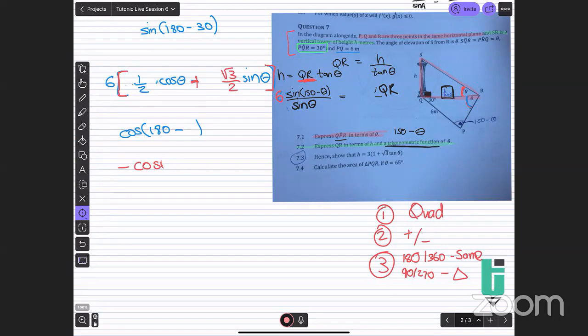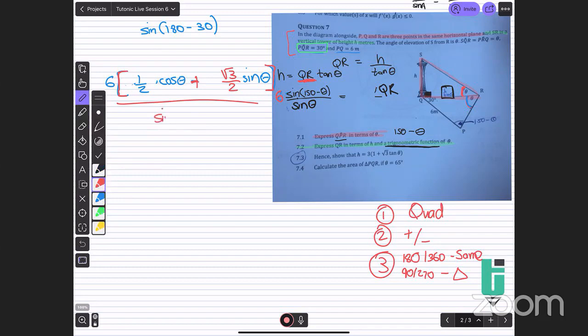Now what can we do? Multiply out with the 6. So what does that give us? Remember, this is all divided by sine theta. Do you agree? Because if you look over there, this is all divided by sine theta. So what is 6 times half? It's 3. What's 6 times root 3 over 2? 3 root 3.